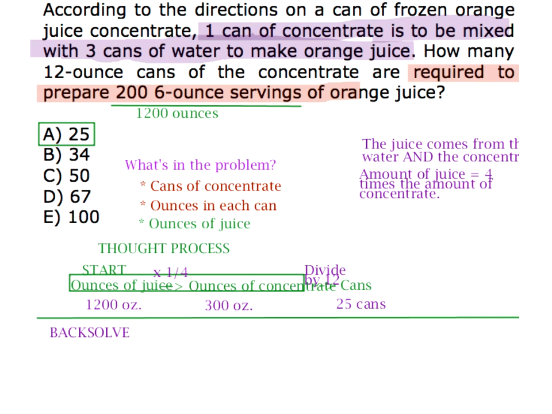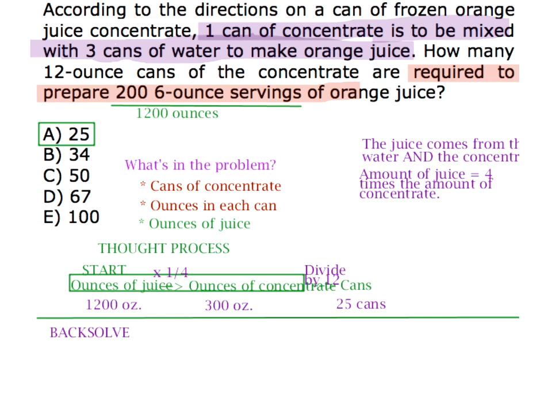That was the previous discussion. You have to put the water and the concentrate together to make juice. So 1 can and 3 cans give you 4 cans of juice. If you want to back solve, let's say we start from C, because it's a nice number, say 50 cans of concentrate.